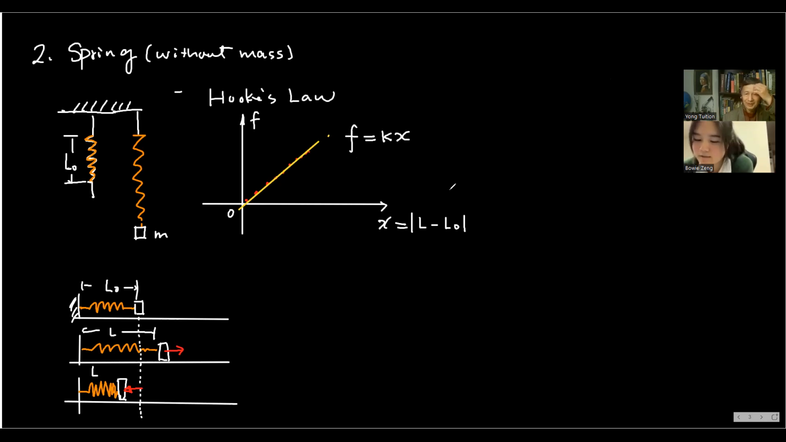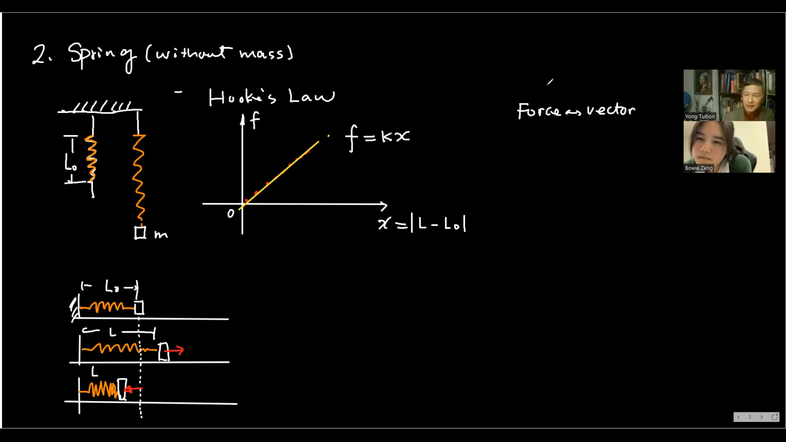Why is it negative? Sorry, yeah, that's right. At the moment, we only consider amplitude. Because the force is a vector, right? A vector has both amplitude and direction. In this diagram, we didn't consider direction.